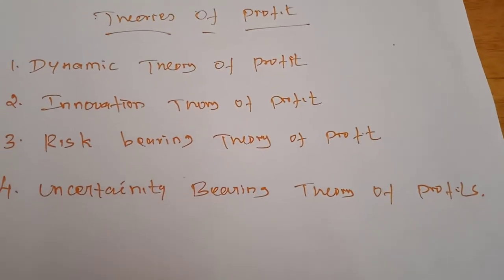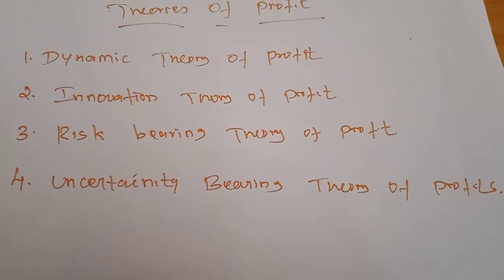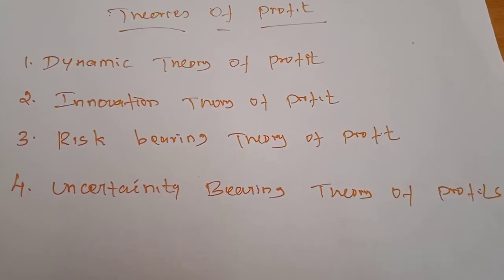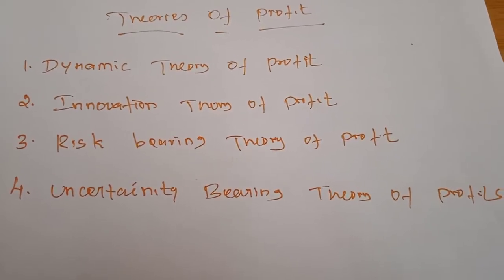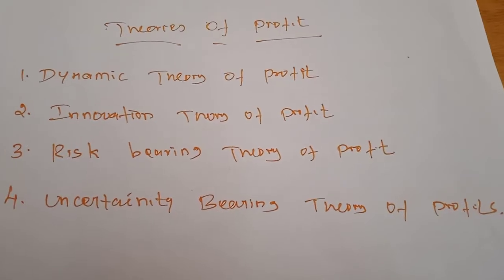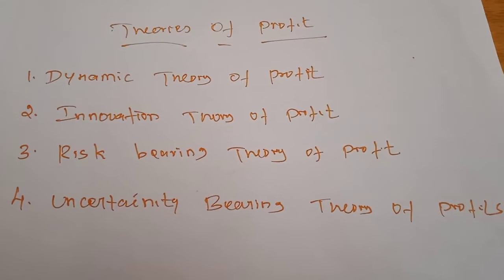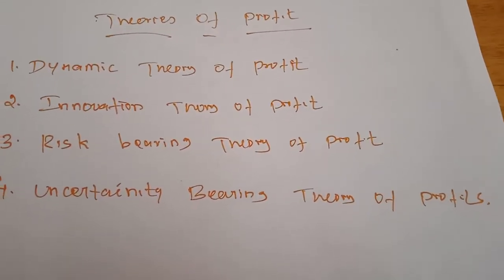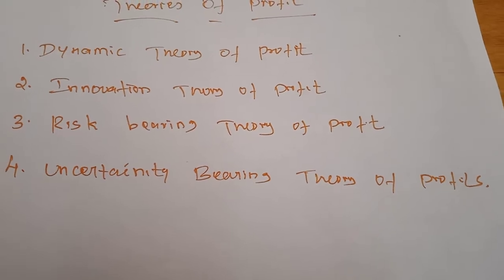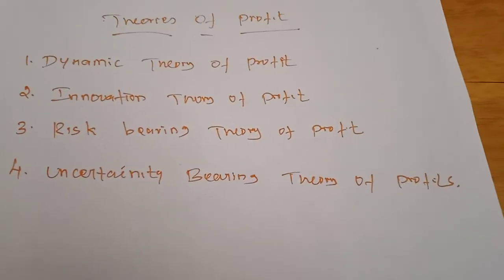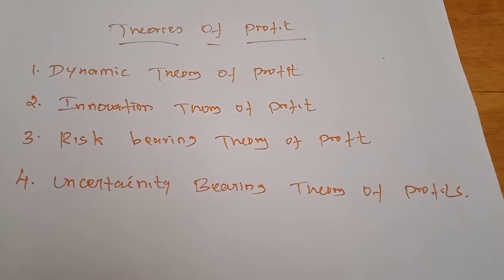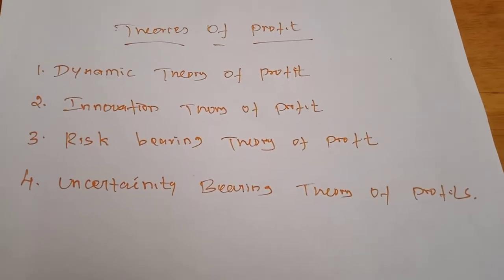Next, the uncertainty bearing theory of profit. On the basis of this theory, some uncertainty problems or uncertainty risks will be present. Some of the risks can easily be compensated by insurance companies, so these types of risks are called insurable risks. But some risks cannot be compensated by any insurance company, such as natural disasters and public or government policies, which are called uninsurable risks. But if the entrepreneurs take the risks and have the capacity to overcome the uninsurable risks, they can possibly earn more profit.